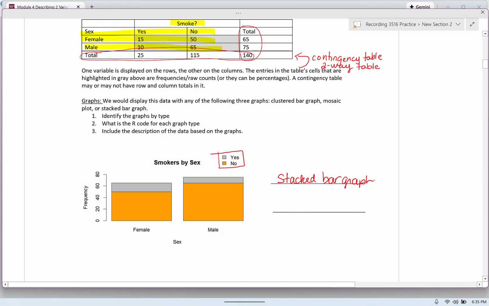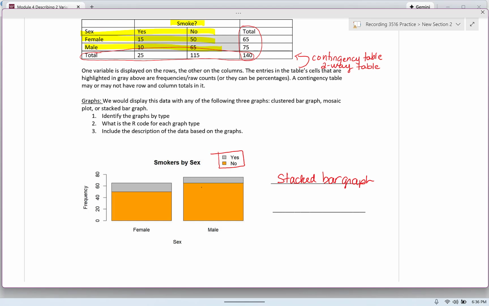There are certainly times to use a stacked bar graph. I don't particularly like it because you have to work pretty hard to see the difference in the gray sections because they don't start at the same spot. And so I don't particularly like stacked bar graphs. They're nice for showing overall totals, but that's about it.